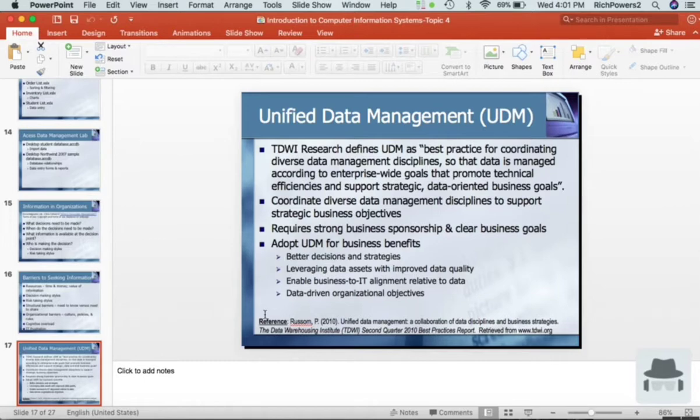So there's a theory, UDM. UDM, Unified Data Management, is a theoretical model, defined here as a best practice for coordinating diverse data management disciplines. It's a methodology being put forth to describe how organizations should coordinate different data management within an organization. Much easier said than done. So this is kind of an aspirational vision. Some organizations have made progress on it, but quite frankly, not every organization.